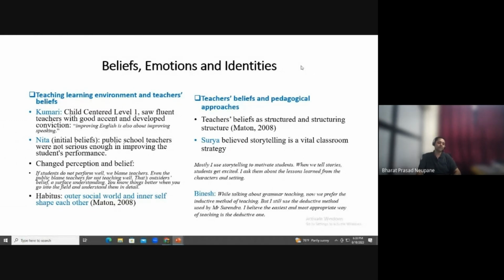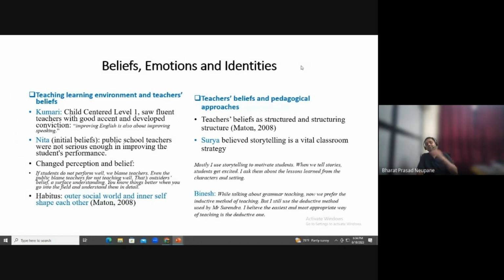Later on, she realized that these teachers in public schools are also equally serious, but they are not getting the expected results because of different factors that influence the teaching learning process. She noted, if students do not perform well, we blame teachers. Even the public blame teachers for not teaching well. That's outsiders' belief, a surface understanding. You know things better when you go into the field and understand them in detail.